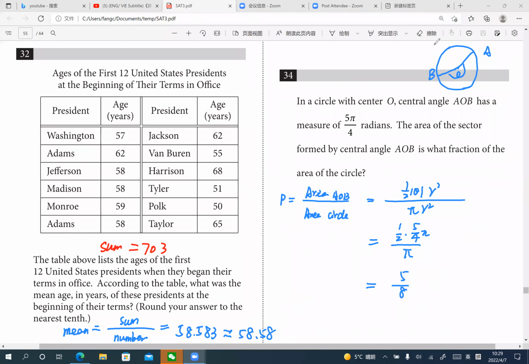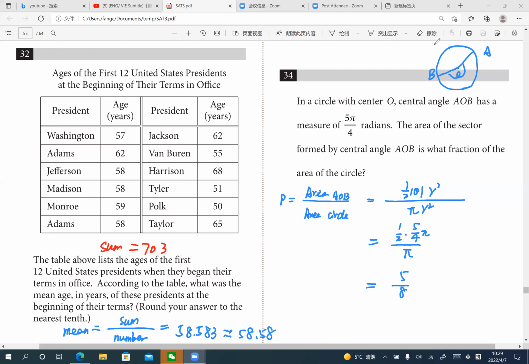Question 32. Ages of the first 12 United States presidents at the beginning of their terms in office. The table above lists the ages of the first 12 United States presidents when they began their terms in office. According to the table, what was the mean age in years of these presidents at the beginning of their terms? Round your answer to the nearest tenth.